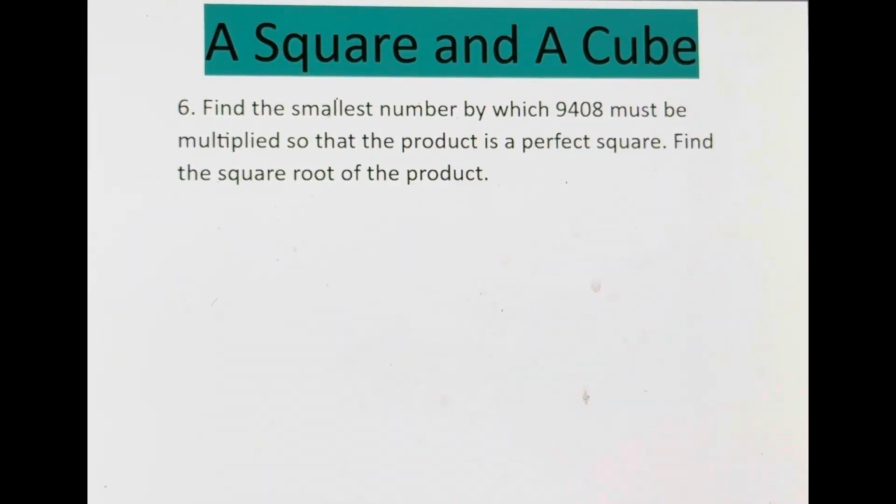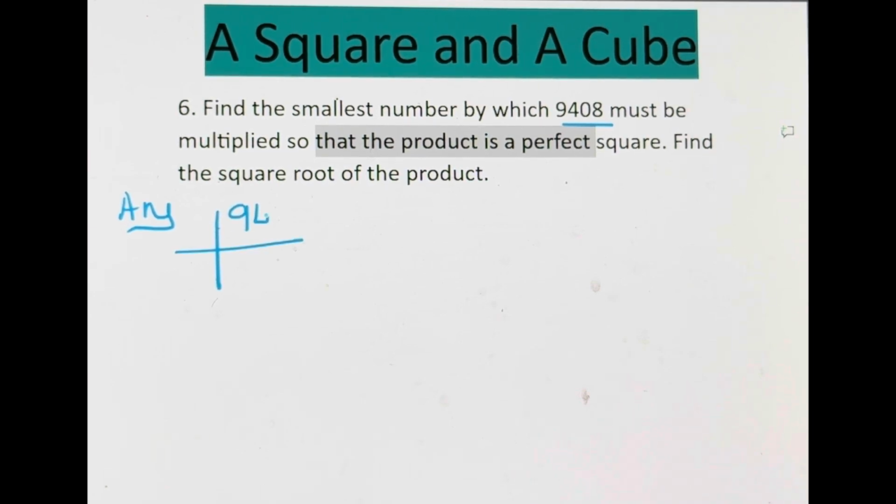Question number 6. Find the smallest number by which 9408 must be multiplied so that the product is a perfect square. Find the square root of the product. So that is the second question. But the first thing is we find out the prime factors of 9408. Right? So it is an even number.